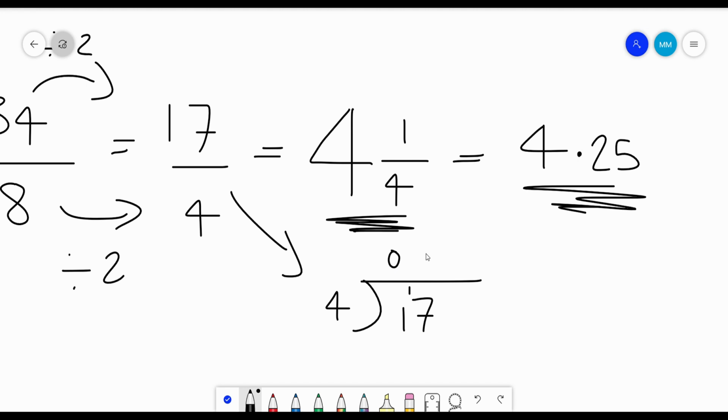If you didn't know that it's 4.25, you could have done bus stop method it. So that was 6. No, it wasn't. It was 4, wasn't it? I said it was 4. 4, remainder 1. How many 4s in 10 is 2, remainder 2. So how many 4s in 20 is 5, 4.25, and there's your answer, goes in there.